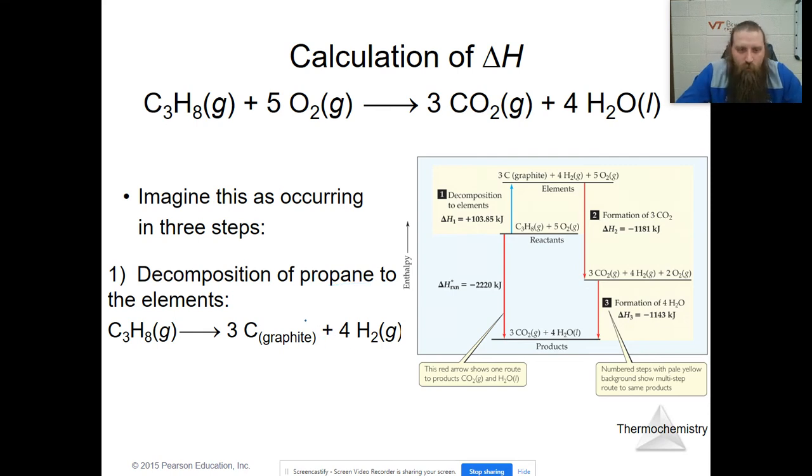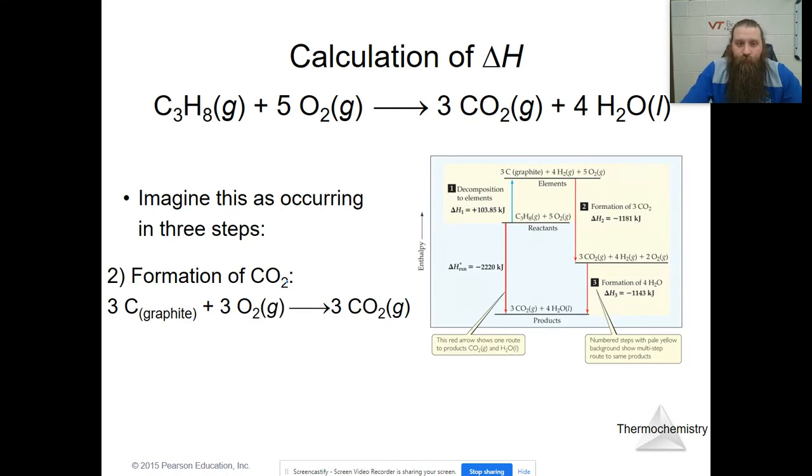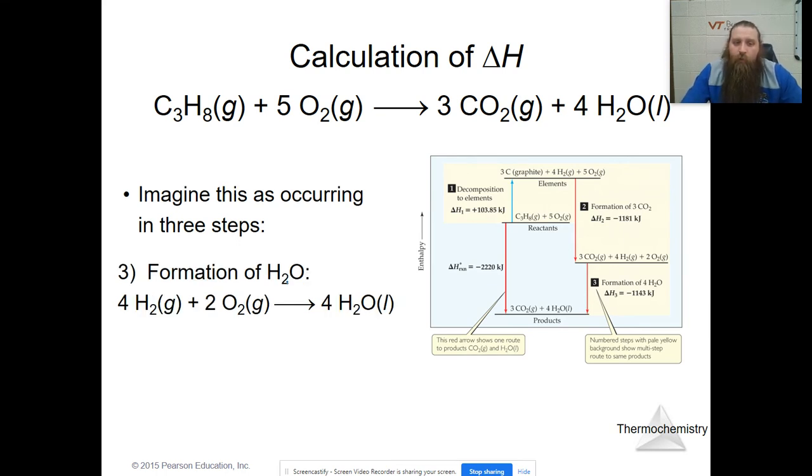Didn't see it. So we're going to take this overall reaction and we're going to imagine it occurring in 3 small steps. So the first is going to be the decomposition of propane into carbon and hydrogen. The second is going to be the formation of carbon dioxide from carbon, which we just broke down out of the propane, and the oxygen gas. The third step is going to be the formation of water. The hydrogen left over from the propane plus more of the oxygen gas makes H2O.